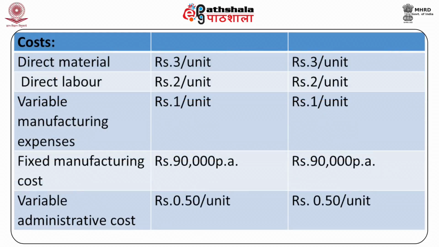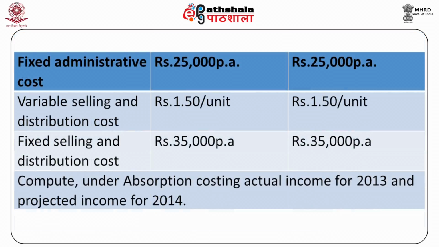The costs include direct material cost, which is rupees 3 per unit. It also includes the direct labor cost, which is rupees 2 per unit, and the variable manufacturing expenses, which is rupees 1 per unit. The fixed manufacturing cost is at rupees 90,000 per annum. The variable administrative cost is rupees 0.5 per unit. Fixed administrative cost is rupees 25,000 per annum.